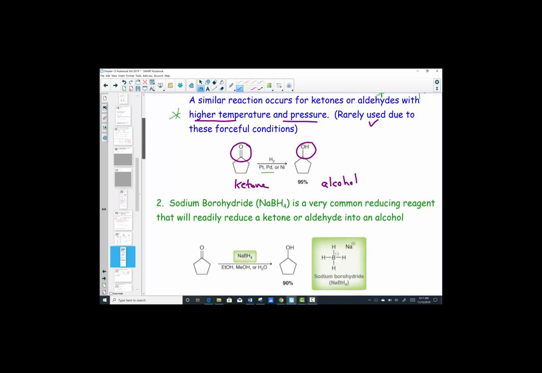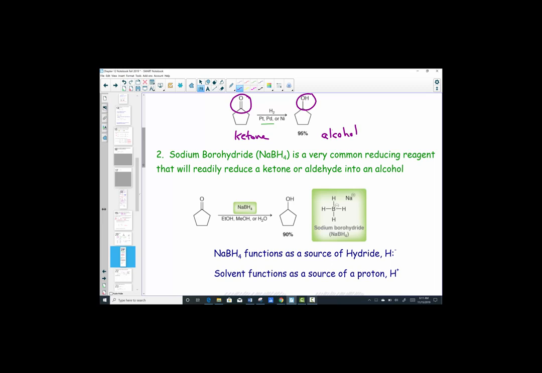A second reagent, often used in the lab, is sodium borohydride. NaBH4 is how you'll see that on the arrow. Very common reducing agent. It readily reduces the ketone or an aldehyde into the alcohol, and it does so with a reagent NaBH4, where the boron tetrahydride.